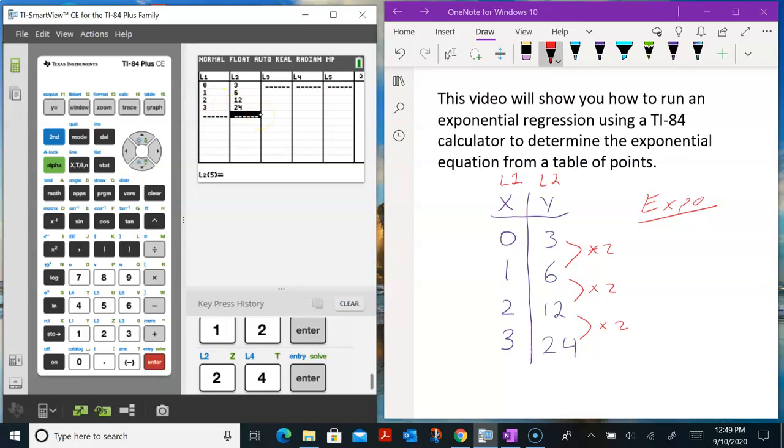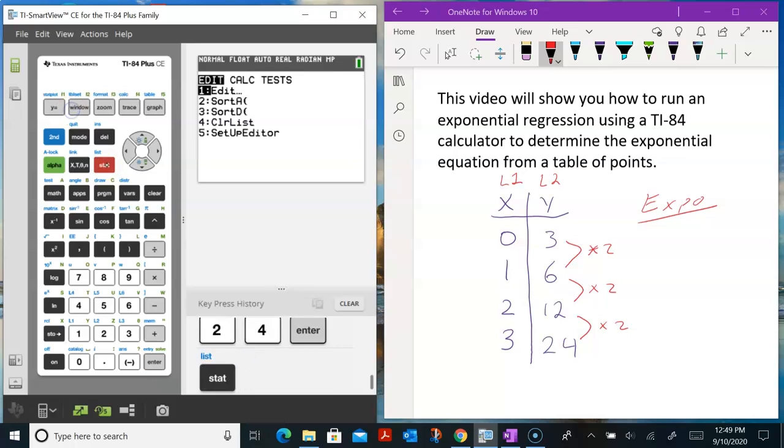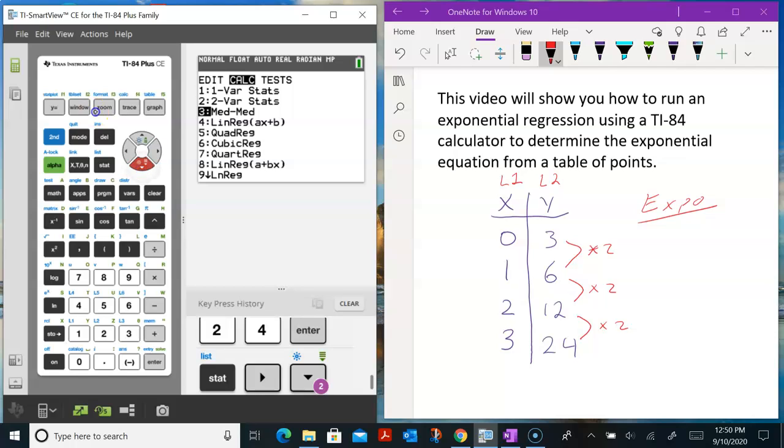Okay, so now we want to calculate our regression, so we're going to hit the stat key and move over to the calculate section right there. Okay, we notice that we need to run an exponential regression. The exponential regression is actually option number 10, so we're going to go down to option number 10. Okay, and there it is, ExpReg at option 10.